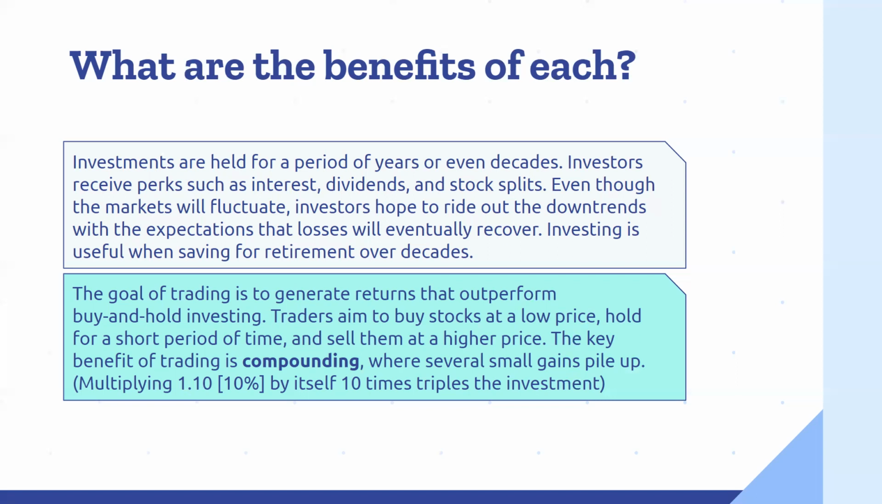However, the goal of trading is to generate returns that outperform buy and hold investing in the short term. Traders aim to buy stocks at a low price, hold them for a very short period of time, and then sell them at a higher price. So the key benefit of trading is compounding, where several small gains pile up over time. So if you make 10% every month, by the end of the year, your total portfolio value will be tripled. However, trading is very dangerous and it's also very difficult, so the chances of you making 10% a month is very low.